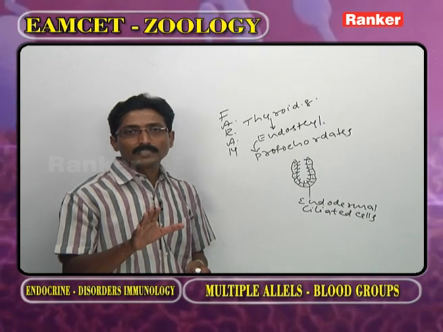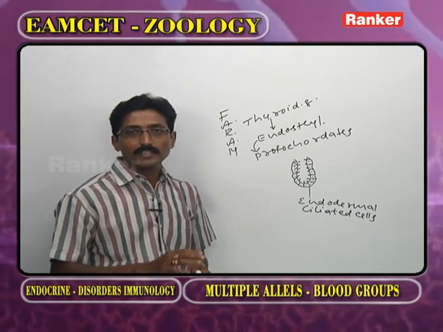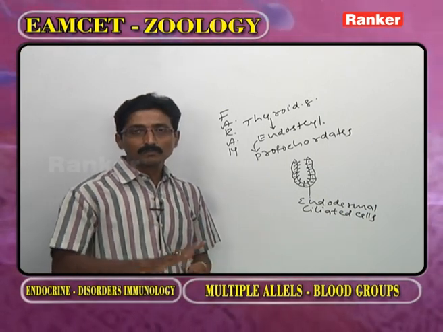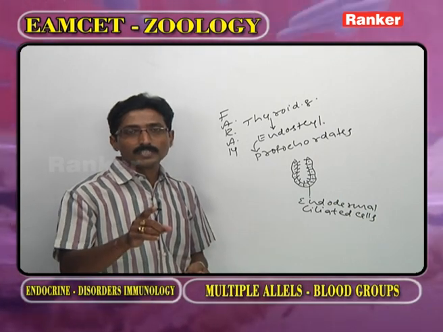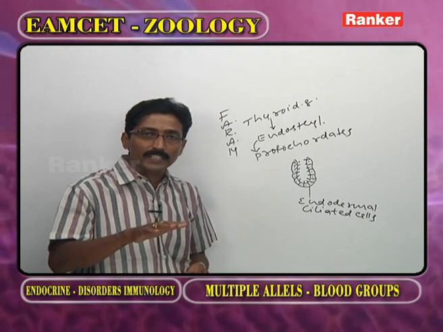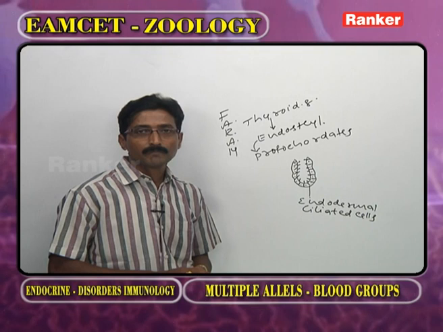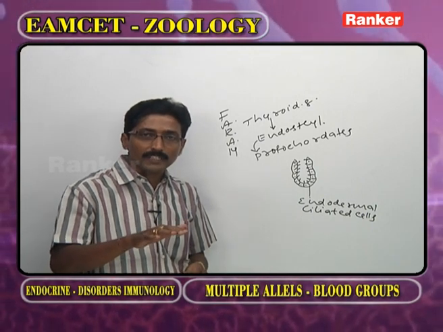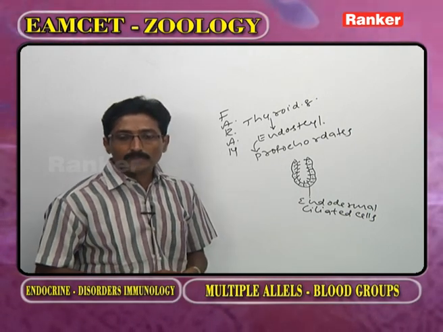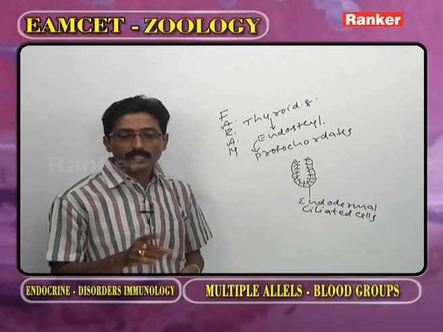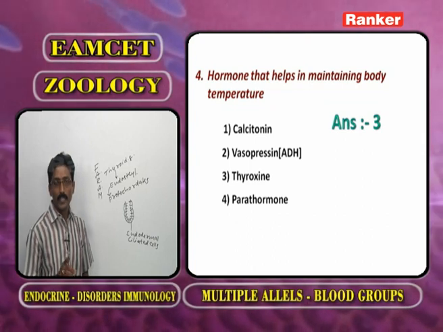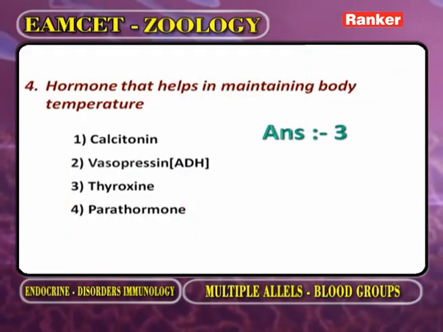Here, as we observe, the thyroid gland secretes thyroxine hormone. It is responsible for the general body growth, but not moderate growth. And it is responsible for the general metabolism. And it is responsible to maintain the basal metabolic rate. And it is responsible to maintain the body temperature constantly. So the hormone that helps to maintain the body temperature: calcitonin, vasopressin, thyroxine, parathormone. Here the answer is thyroxine. Now we go for the next question.